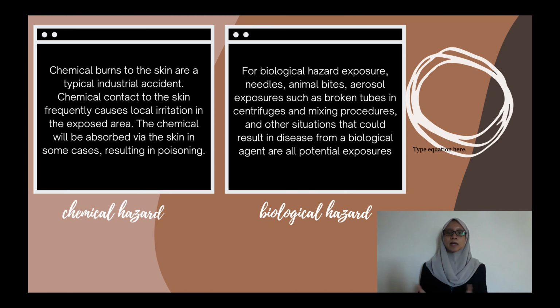Risk exposure in chemical hazards. Chemical burns to the skin are a typical industrial accident. Chemical contact to the skin frequently causes local irritation in the exposed area. The chemical will be absorbed via the skin in some cases, resulting in poisoning. Chemical exposure to the human body can also result in burns, poisoning, and death. Ache, anthrax, and ulcers in hand, nose, and other parts of the body may also occur. Many chemicals can produce serious burns if they come into touch with living tissue, causing cancer and irritation of the windpipe.